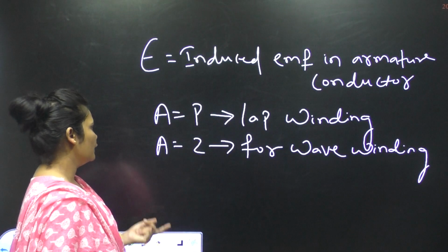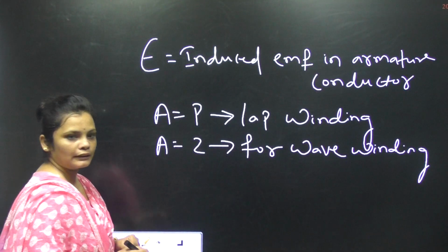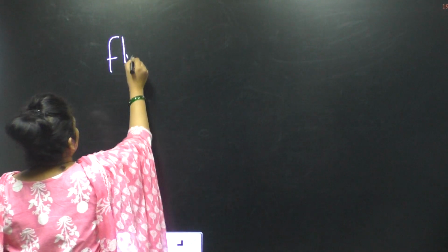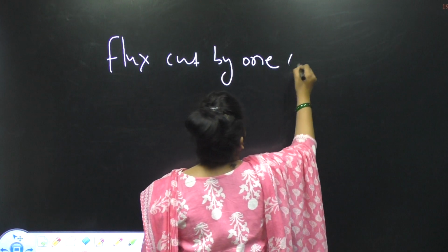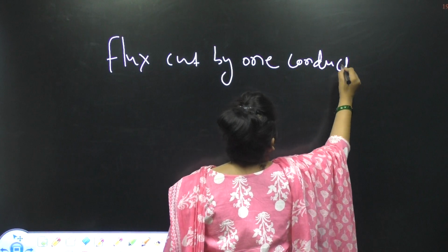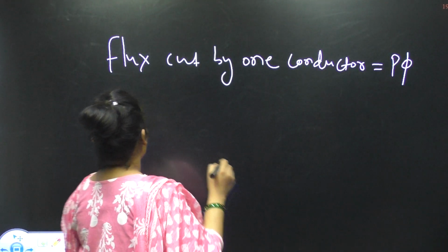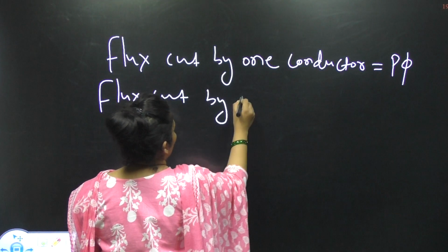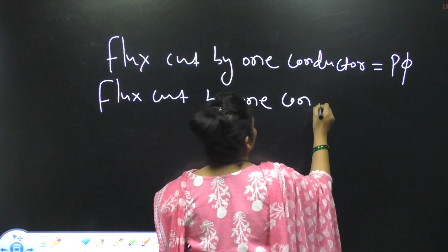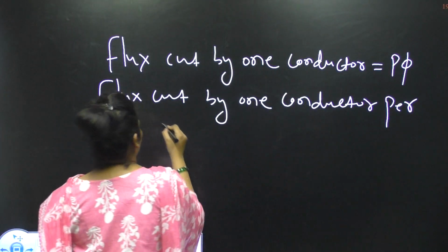Now we know all the terms related to this. Now we start the derivation. So first of all, flux caused by one conductor, that is P into phi or P phi, and flux caused by one conductor per second.